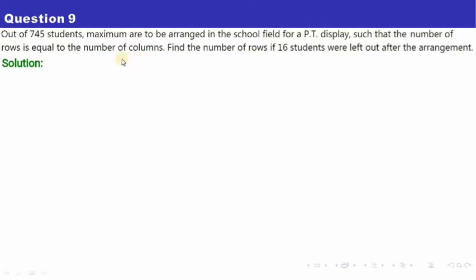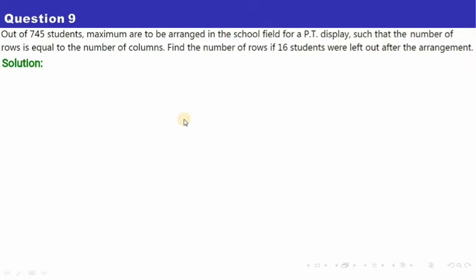Let's have another question which says, out of 749 students, maximum are to be arranged in the school field for a PT display, such that the number of rows is equal to the number of columns. Basically, students are forming an assembly where the number of rows and number of columns both are equal. That means when the students are finally arranged, what kind of shape do you get? Won't you get a square shape?